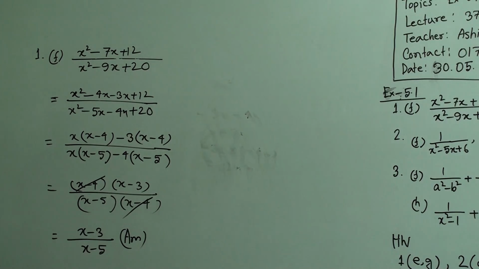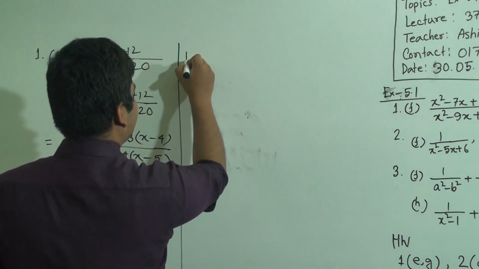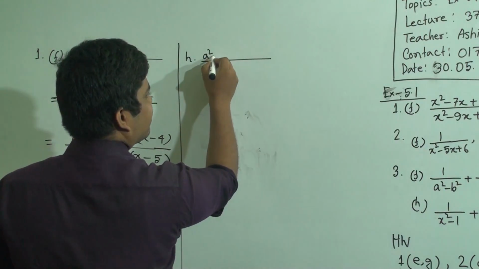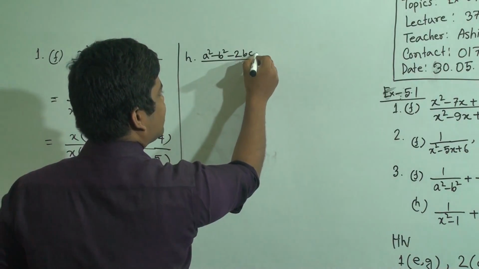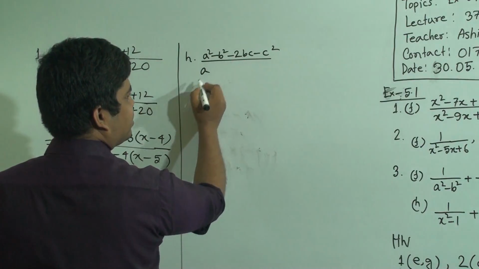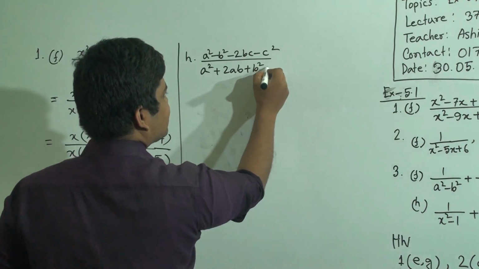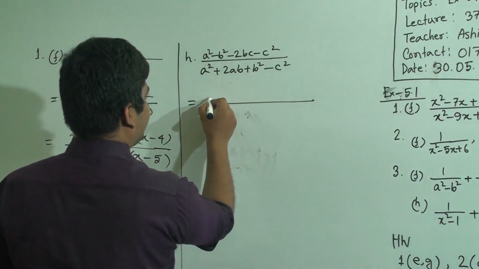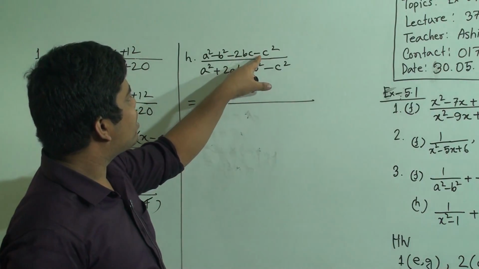Next we shall solve a's number math. Here a's number math is a square minus b square minus 2bc minus c square in the numerator, and as a denominator a square plus 2ab plus b square minus c square. My dear student, please notice a square here minus b square minus 2bc minus c square.